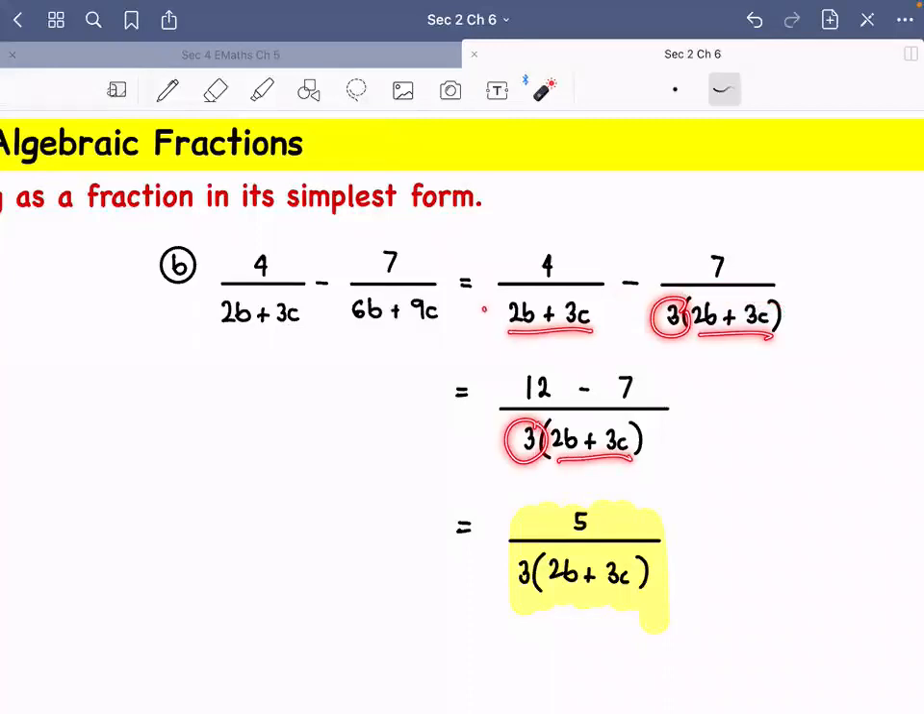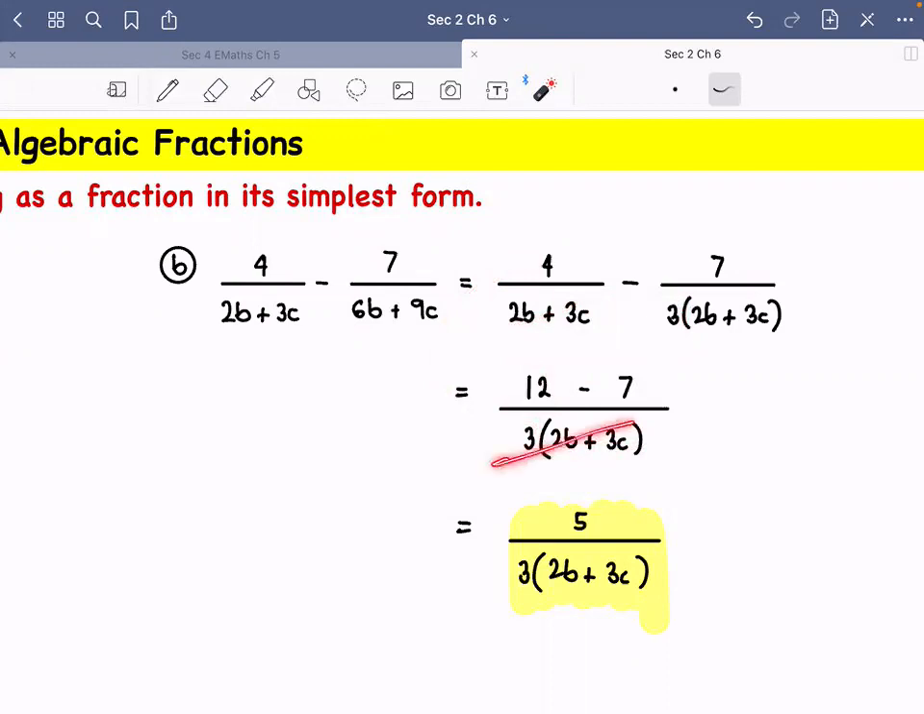Even though 4 over 2b plus 3c doesn't have 3, it's fine, because between 1 and 3, what's your LCM? Basically, that's 3 as well. So we also include 3 here as our common denominator. So 3 times 2b plus 3c divided by this, so this is cancelled, so what's left? 3 times 4, that's how I got 12 right here.